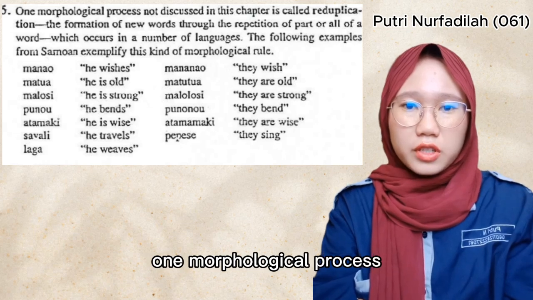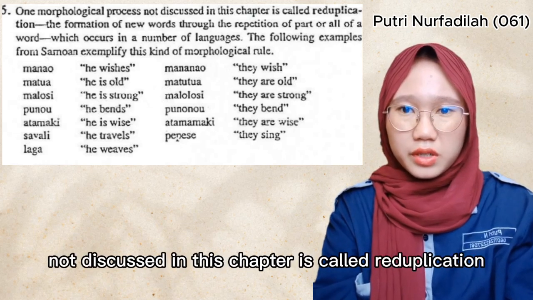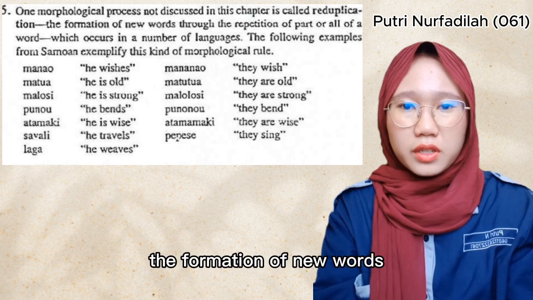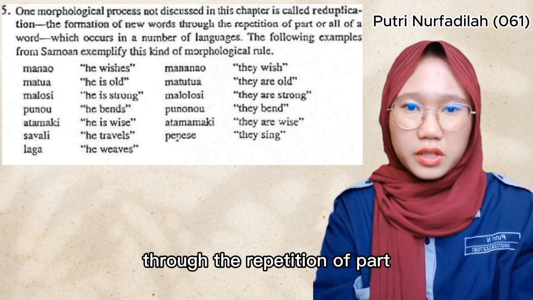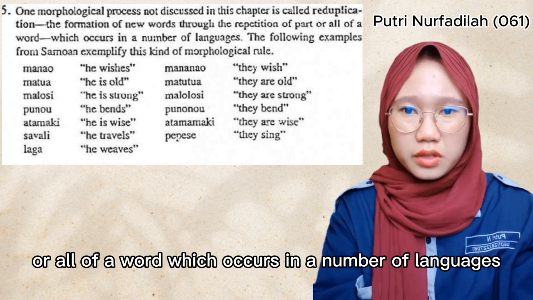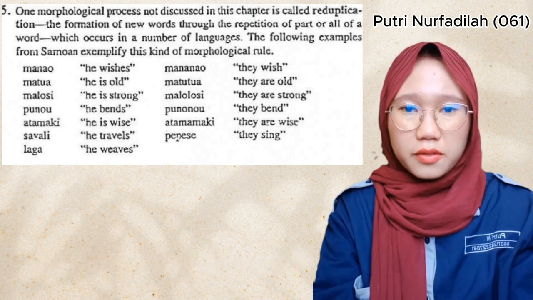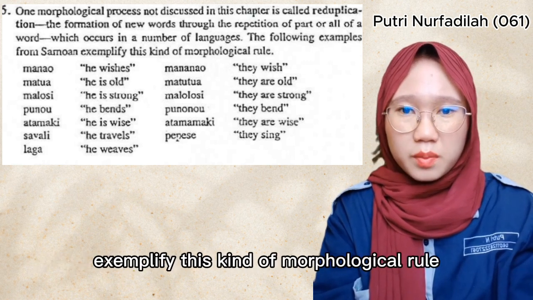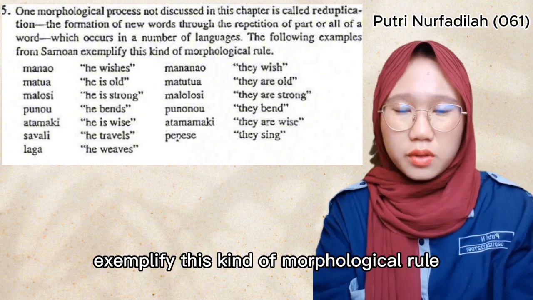5. One morphological process not discussed in this chapter is called reduplication, the formation of new words through the repetition of part or all of a word, which occurs in a number of languages. The following examples from Samoan exemplify this kind of morphological rule.